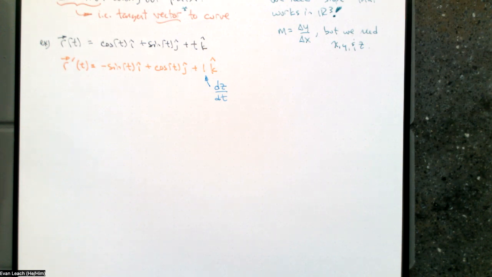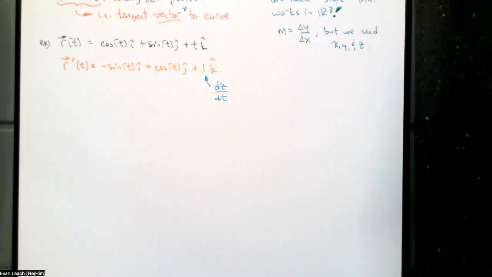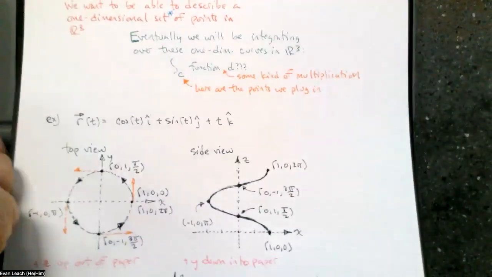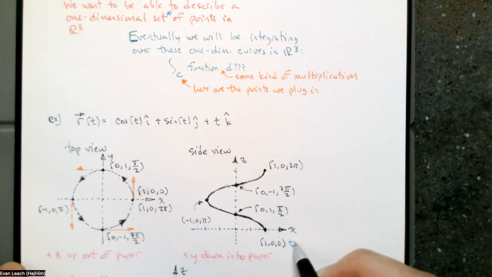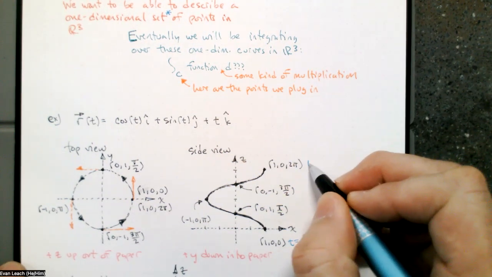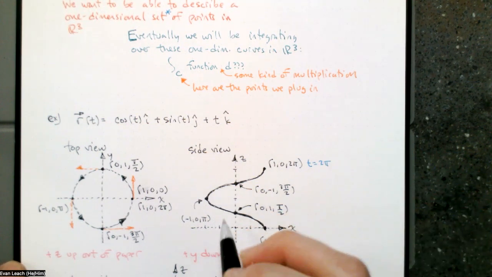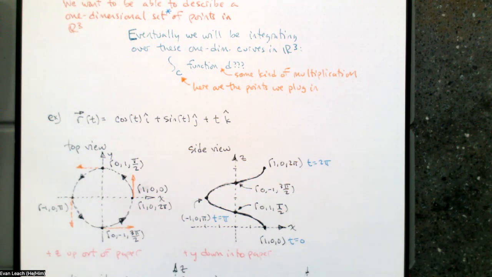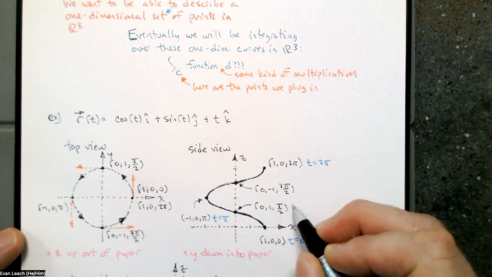The graphs that we had were with z against x and z against y. How z is changing with respect to x and y is different than how z is changing with respect to t. Note down here at the bottom, this is where t is equal to 0. And up here at the top, t is equal to 2 pi. And here in the middle, t is equal to pi. So when t increased by pi, z increased by pi. When t increased by pi over 2, z increased by pi over 2.